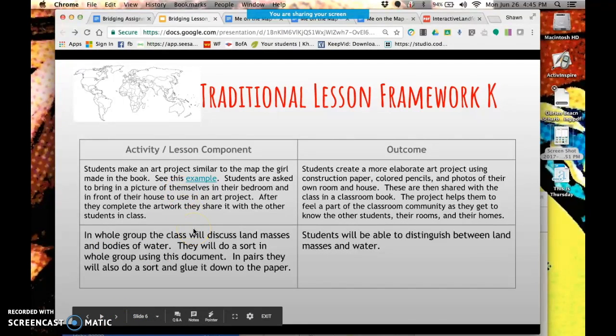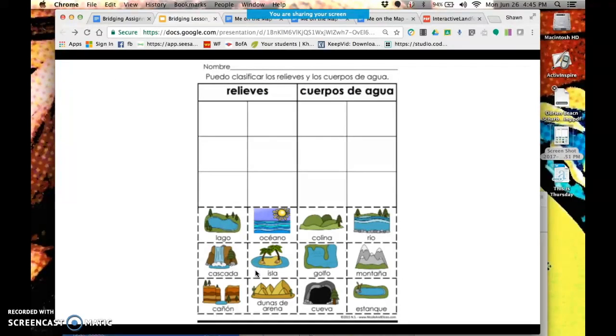Students then would, back in whole group, discuss land masses and bodies of water, and they would do a sort in whole group using a document that I'll show you in a second. The pairs would also do a sort and glue it down on the paper. Then the students would talk about what they did for their sort. So here's an example.